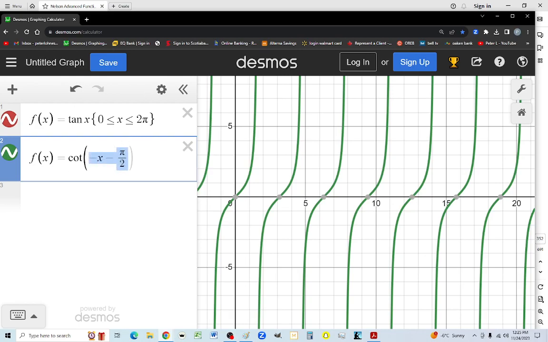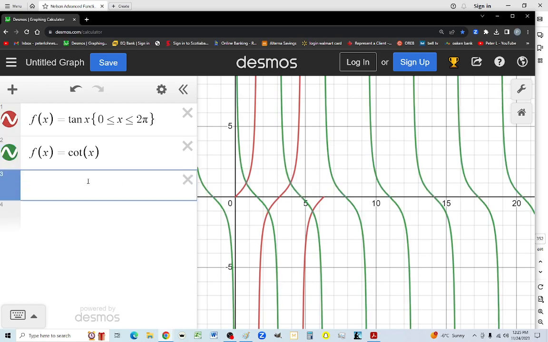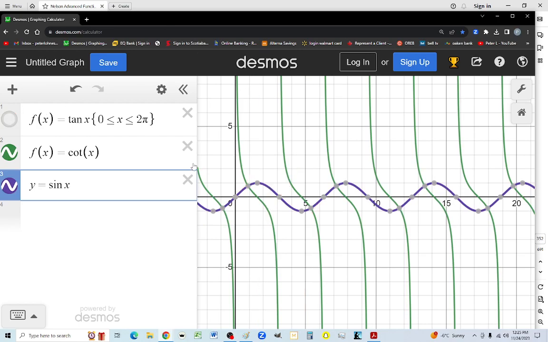Otherwise, a cot curve looks very similar to a tan curve, except that its vertical asymptotes will be where sine x is 0. So its vertical asymptotes, let's just get rid of this one. Its vertical asymptotes will exist when sine has a y value of 0, because a cotangent is cos over sine.